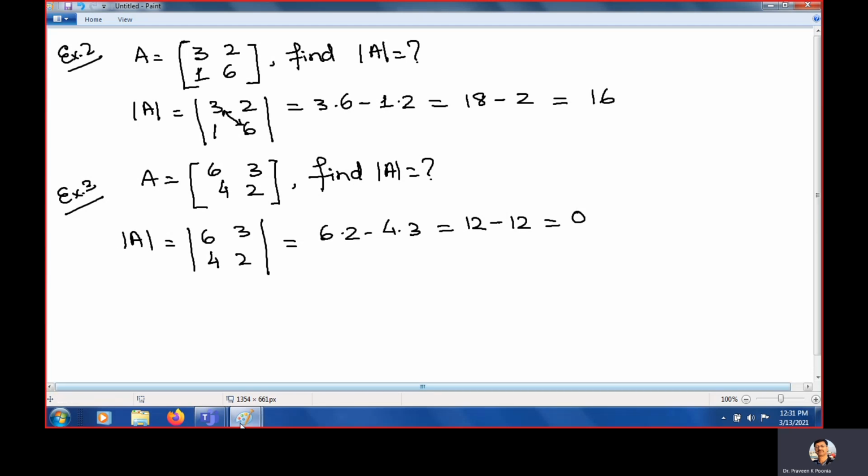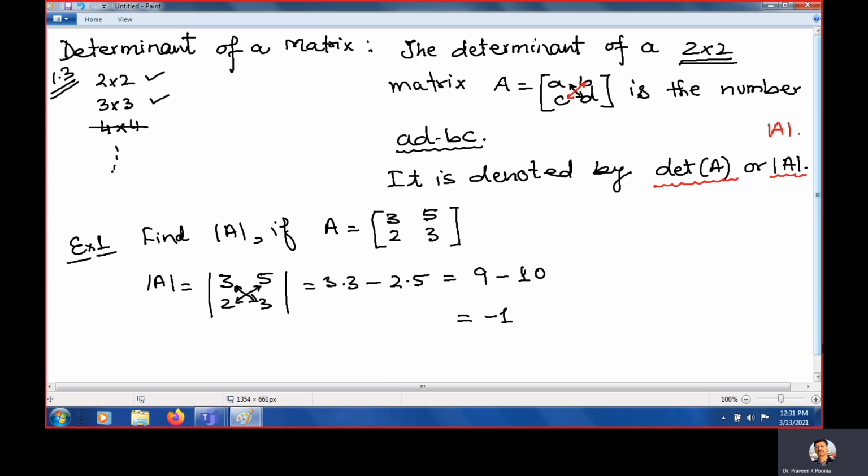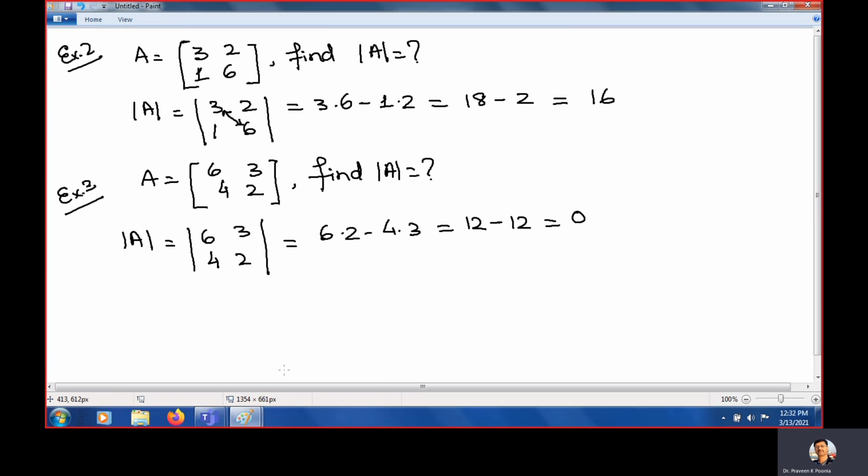Clear? So you can see here we have evaluated three determinants. The first determinant value is negative. The second determinant value is positive, and the third determinant value is 0. What does this mean? It means the determinant can have any type of value, positive, negative, or 0. But whenever the value of determinant is 0, it has a special significance.